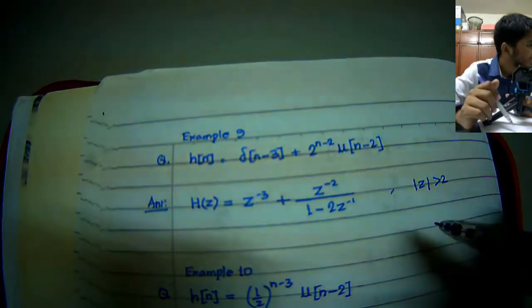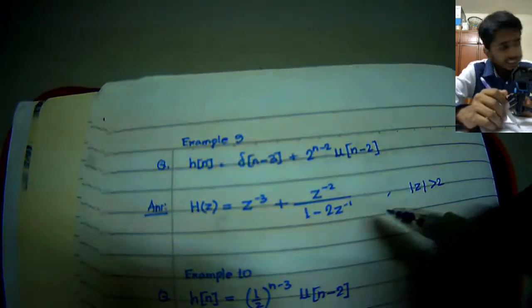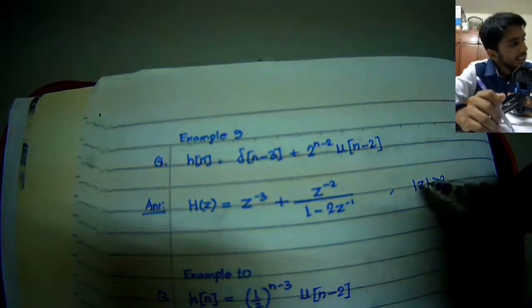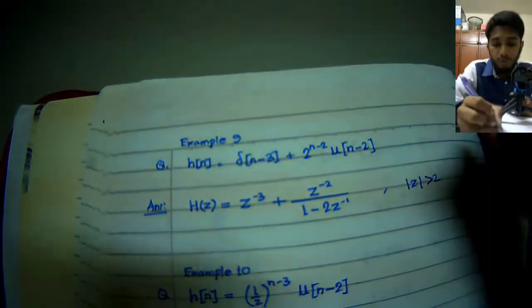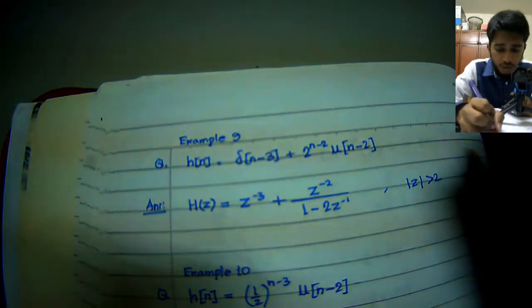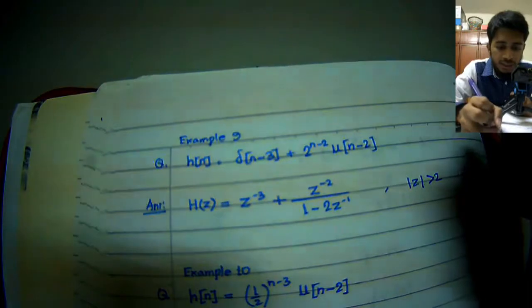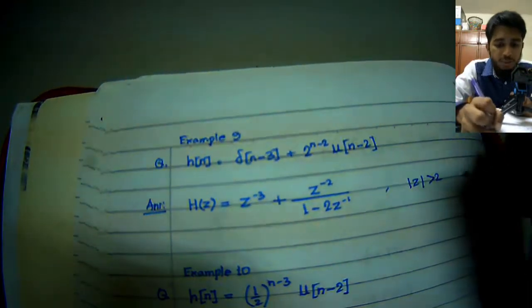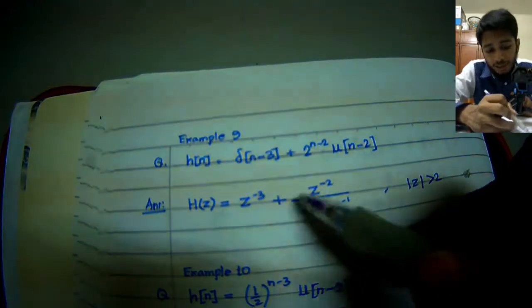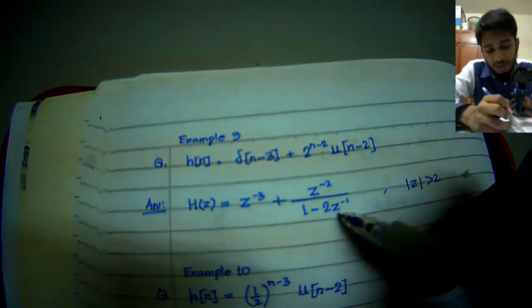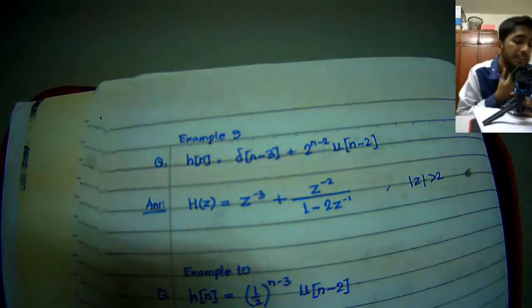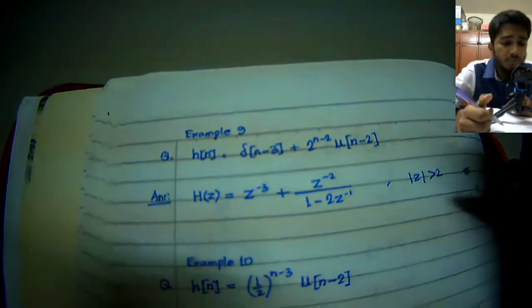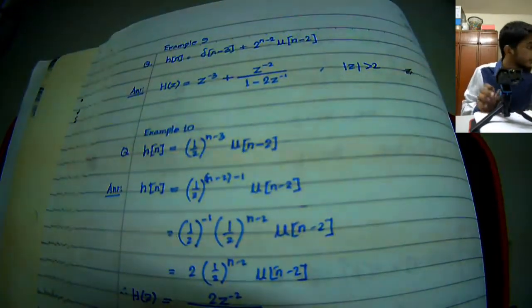And regarding z, we know that z will be greater than 2. It's pretty clear from here. You can see that for the function to work, it's only when the modulus of z is greater than 2 that you'll find a reasonable function. Now moving to the next question, which is example number 10.